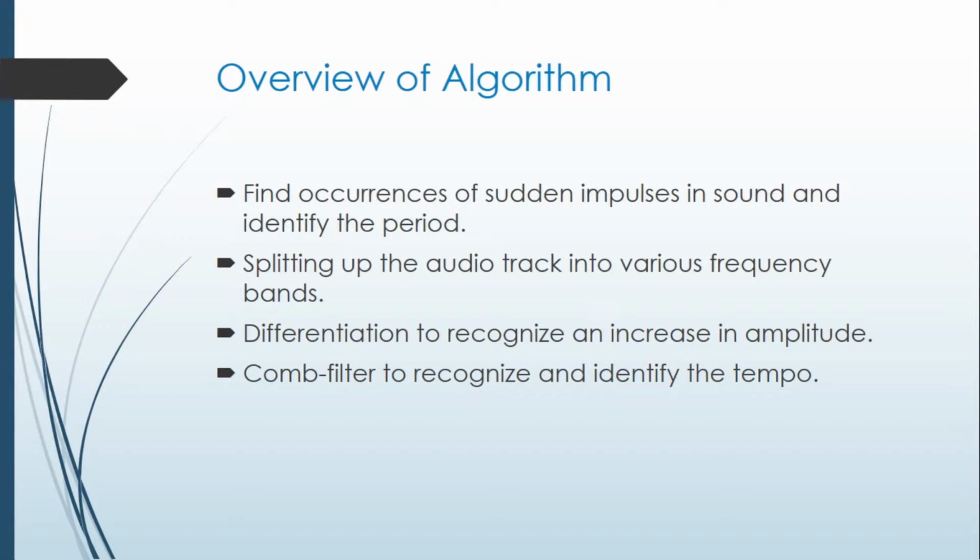The next stage is to use differentiation to recognize any increase in amplitude. And the final stage is to use various comb filters which are convolved with the original differentiated signal. The comb filter which uses the highest energy is identified, and this would help us identify the tempo of the audio track.